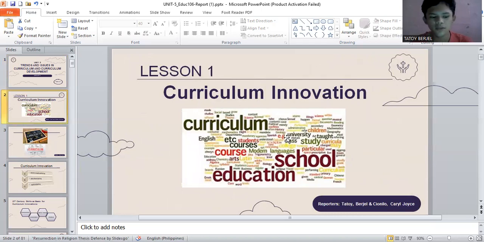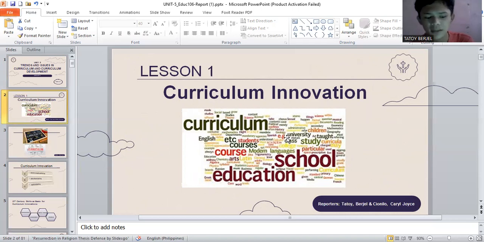So curriculum innovation is a dynamic system which involves changes to be constantly abreast with the current needs of the time. Curriculum innovation is an inevitable process of improving the educational system of all countries all over the world.